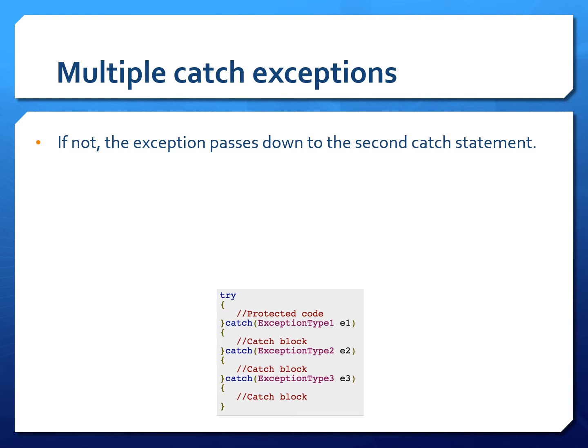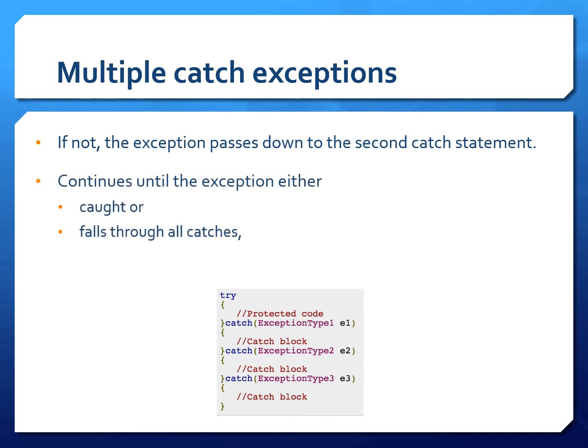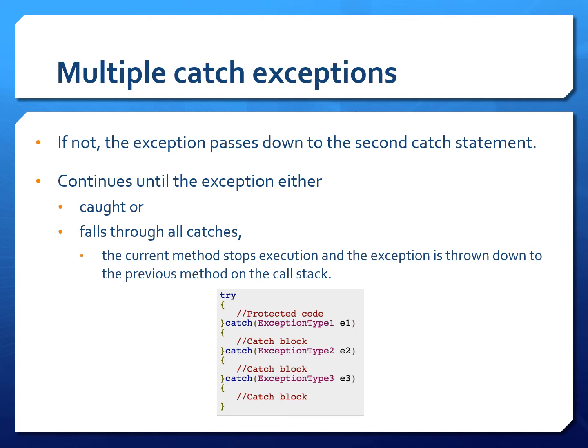If not, the exception passes down to the second catch statement. This continues until the exception either is caught or falls through all catches. If it falls through all catches, the current method stops execution and the exception is thrown down to the previous method on the call stack.